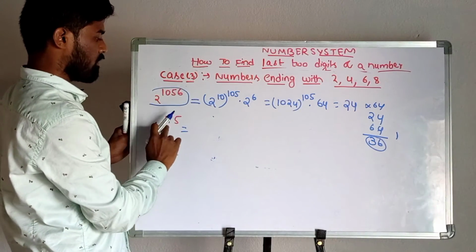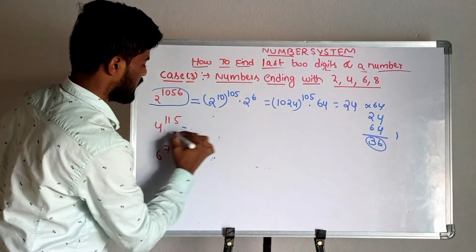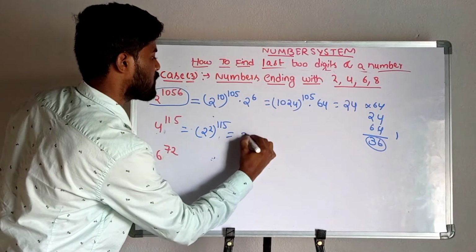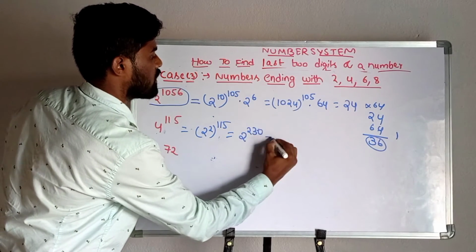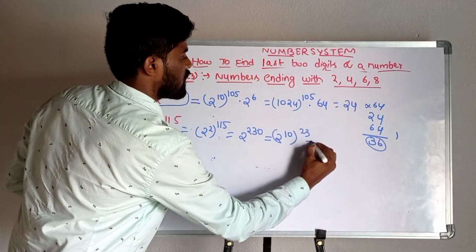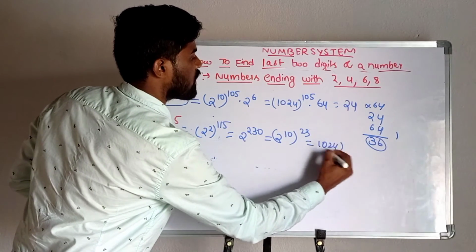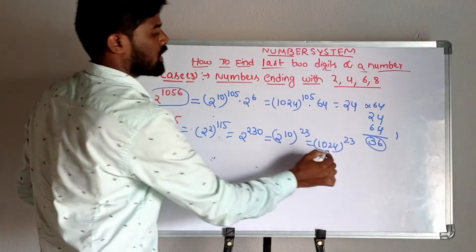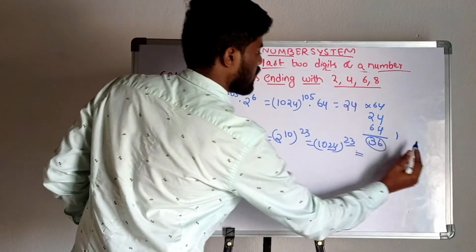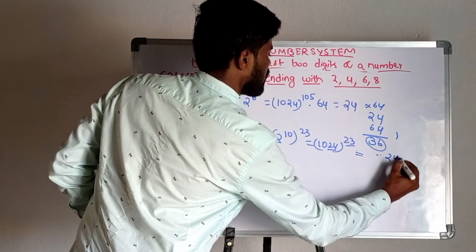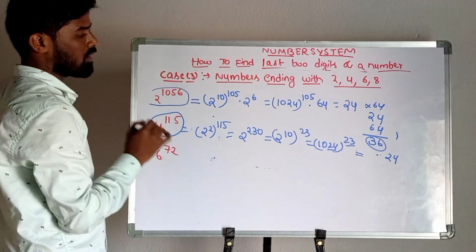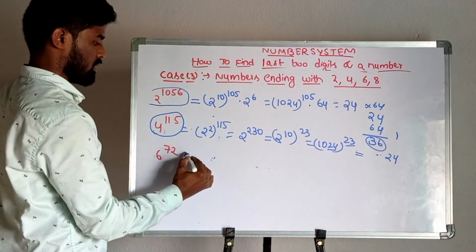Now 4 to the power of 115. We can write 4 as 2 square whole power 115. This will become 2 power 230. We can write this as 2 power 10 whole power 23. 1024 whole power 23. 24 power odd number always ends with 24. That means the last two digits of 4 to the power of 115 is 24.